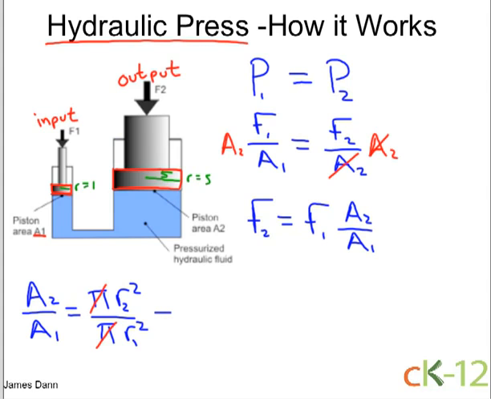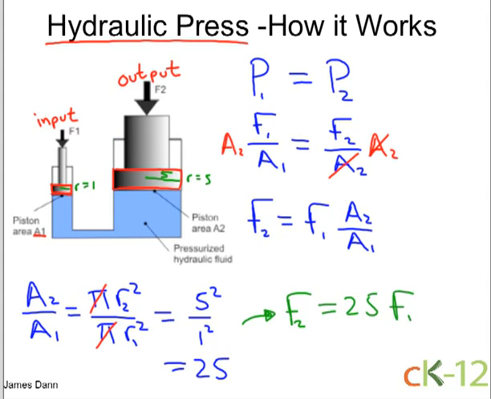If we plug in those numbers, we said that the second piston radius was 5 times larger. So we get 5 squared over 1 squared, which is just equal to 25. So under these circumstances, for the numbers I just gave, the output force, F2, is equal to 25 times the input force, F1. So you multiply your force by 25. Not a bad deal. Now, are we getting a free lunch here?